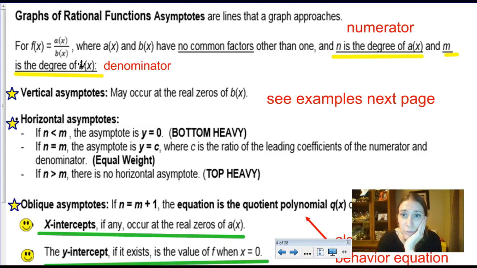The numerator polynomial compared to the denominator polynomial, you're going to compare the degrees, whether we're going to call them top heavy or bottom heavy or equal weight. That's going to determine what kind of horizontal asymptotes we have. But the vertical asymptotes are one of the first things you're going to find when determining what a rational function looks like.